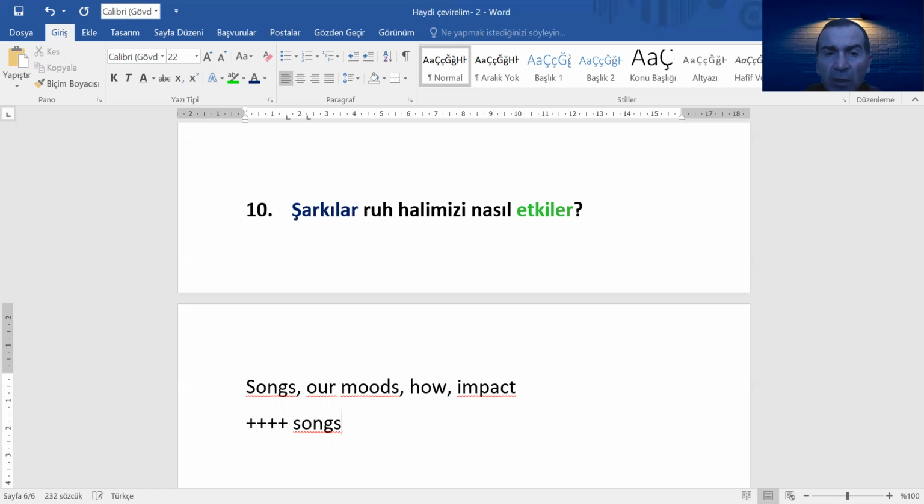Songs, songs, impact, our mood. Şarkılar ruh halimizi etkiler. Bunu soru yapalım. Soru yaparken ne yapıyorduk? Cümlenin fiiline bakıyorduk. Eğer fiilimiz, if our verb is in the first form, impact is in its first form, verb one. So we are going to understand that we are going to use do here as an auxiliary verb.